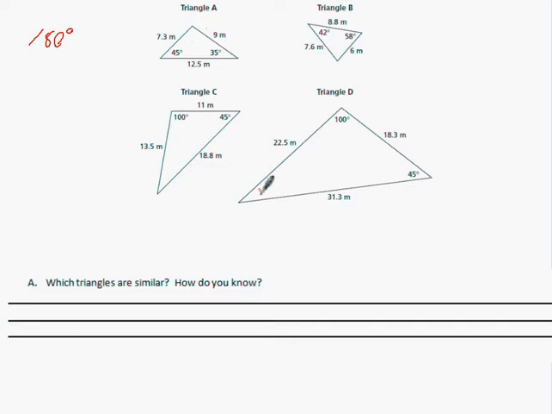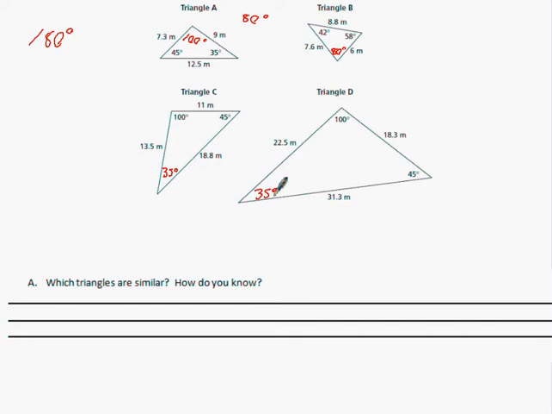Each triangle we have a missing angle. So triangle A, 45 plus 35 is 80 degrees. So what's left out of 180 is 100. 42 and 58 equals 100. What's left is 80. 145 equals 145. Well, we know if we have 145, 35 is what's left. Once again, we have 100, we have 45, so 35 is what's left.